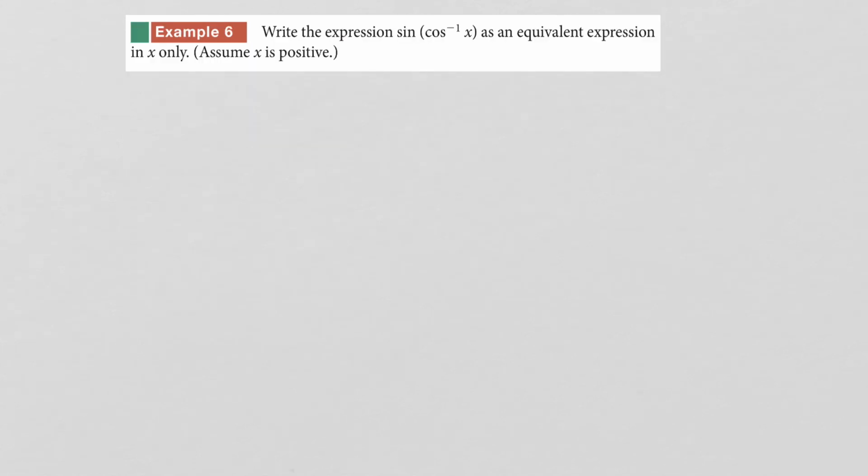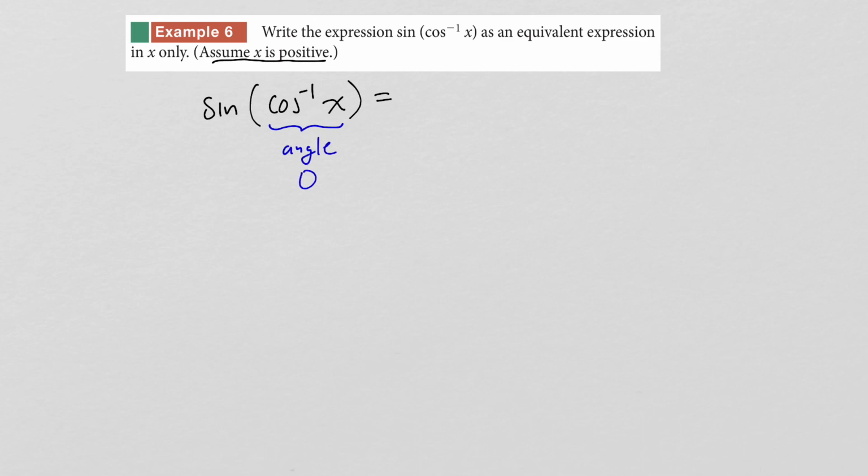In our last example, it's essentially the same as the last problem. In this case, we have the sine of the inverse cosine of x, and they tell us to assume that x is positive. We want to know, what is this equal to? Well, inverse cosine of x is an angle. Let's give that angle a name. Let me call it theta. If I do that, then I am just looking for the sine of theta. So what is that equal to? Well, let's draw a picture of theta. Theta is the inverse cosine of x.